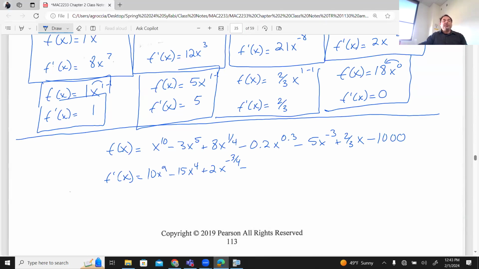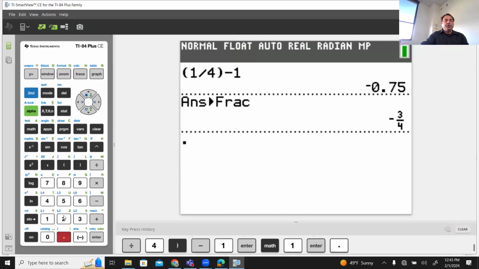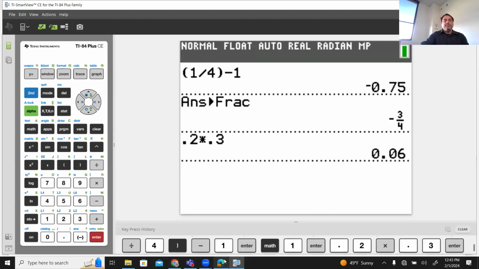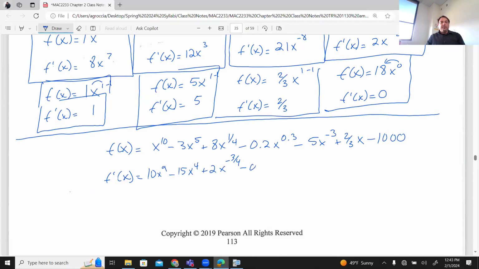Same thing here. If you're not sure what 0.2 times 0.3 is, 0.2 times 0.3 is 0.06. Okay. So you get minus 0.06x, subtract 1 should be negative 0.7. Again, if you need your calculator, use that. Negative times negative is positive, 15x to the negative 4. Again, reason it out, but that would be 2/3. And the derivative of negative 1,000, like the derivative of anything, is 0.